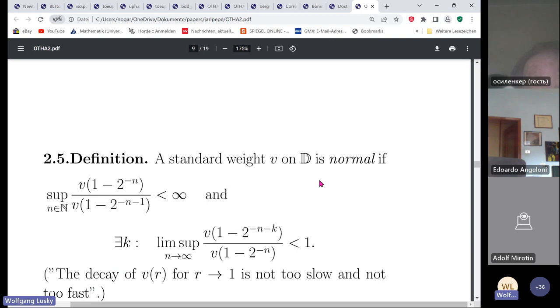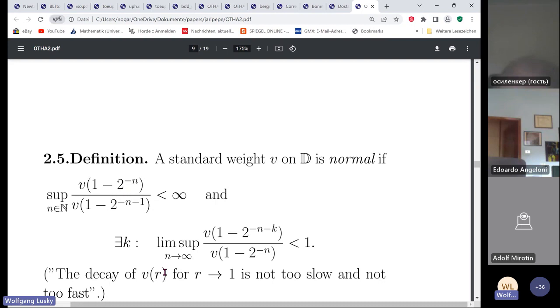Now let us look at the details here. There are certainly at least dozens of equivalent conditions defining normality in this context, and I prefer to give this definition here. So if we consider 1 minus 1 over 2 to the n and compare this to 1 minus 1 over 2 to the n plus 1, so the number down here is larger than the one up here, and V was supposed to be decreasing, meaning that this quotient is larger than or equal to 1. And I want to keep it under control. So this means the decay should not be too fast.